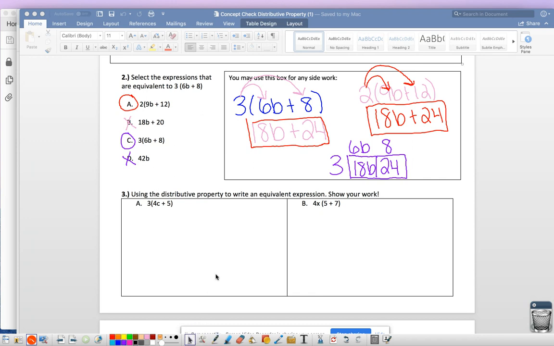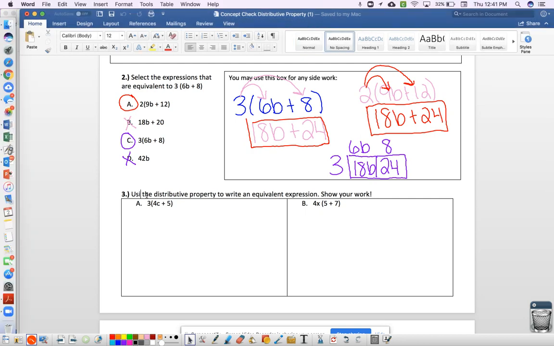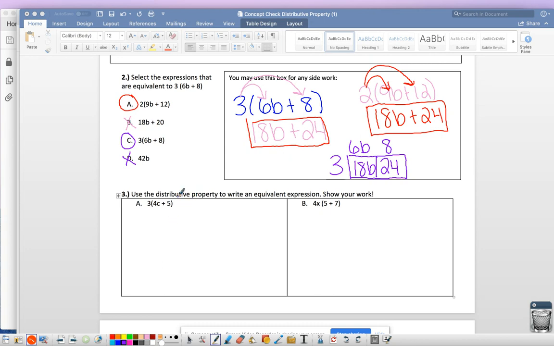All right, now our last problem, using the distributive property to write an equivalent expression, show your work, okay? This should definitely say use the distributive property to write an equivalent expression. Sorry about that typo. All right, so distributive property. That's when you're either using the arrows or you're using the boxes to write an equivalent expression. This problem should not take a very long time, okay?